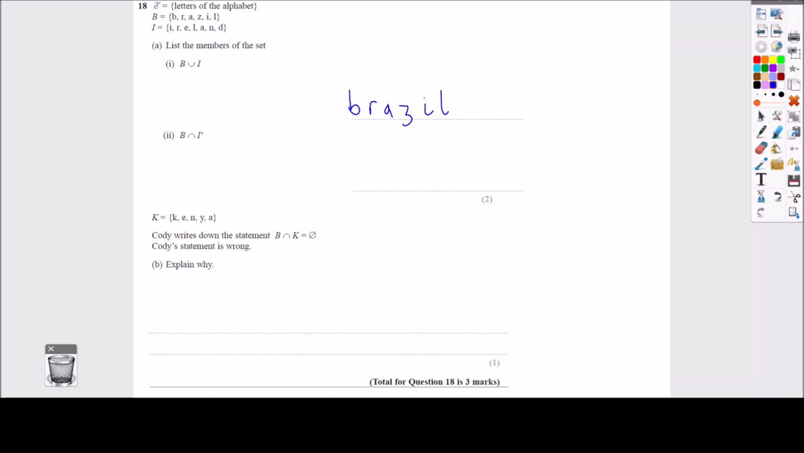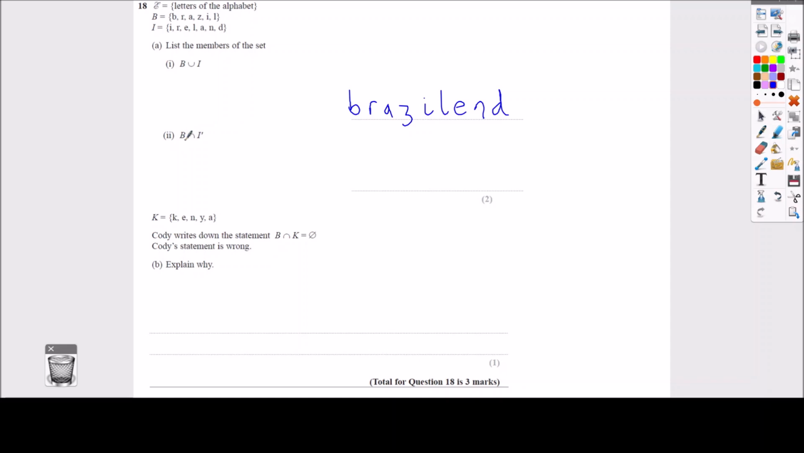So we've already done the I. We've already done the R, so we need to add the E. We've already done the L and the A, so we just need to add the N and the D. So just double check that no letters are doubling up. B, R, A, Z, I, L, E, and D. So we've incorporated all the letters that are either in B or in I or in both, but we haven't double counted any.